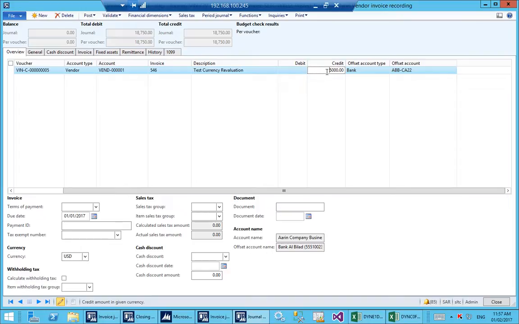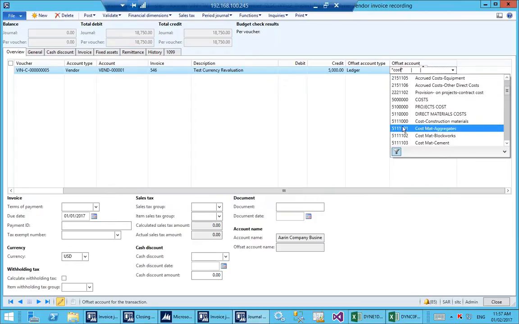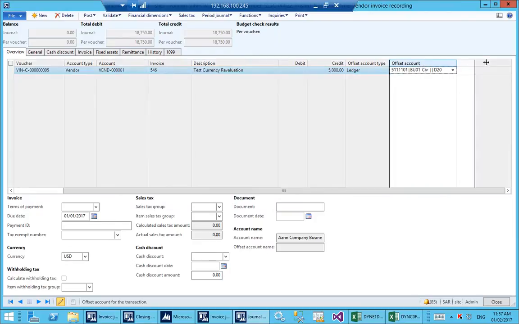Vendor is credit. So you are receiving money from him. Vendor credit also. No, invoice you are booking. Yes, invoice. So offset account why bank? It should go to cost. Sorry, yeah, you're right. It should be costs, right? Yeah, you're right. But vendor is credit, so you will debit the cost. Okay, we can search for cost. Cost material aggregates, for example.